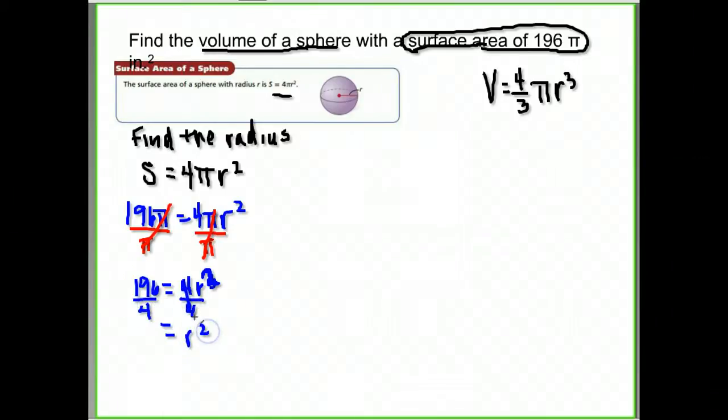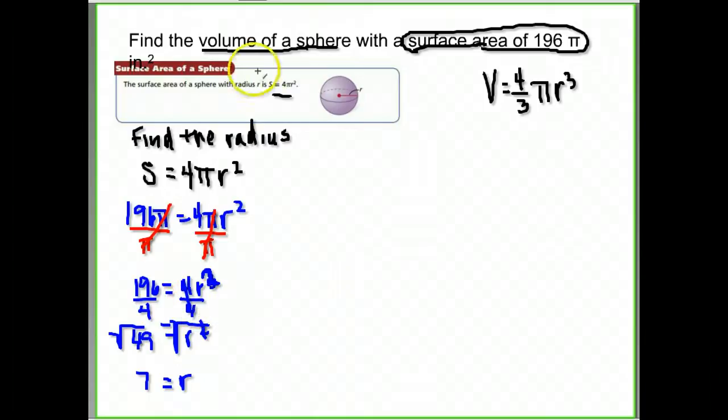Now I have the radius squared is equal to 49. How do we get rid of a squared? We take the square root. We take the square root of both sides. The square root of 49 is 7. So we've solved the first part of our problem. We found that the radius was 7.